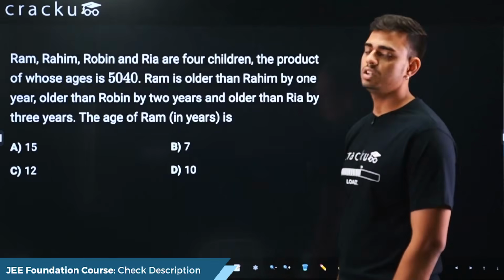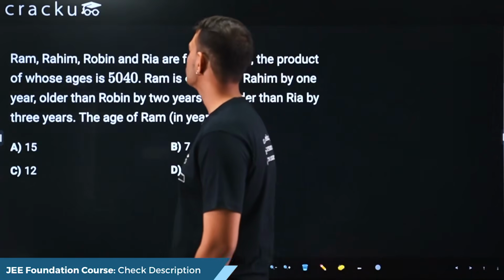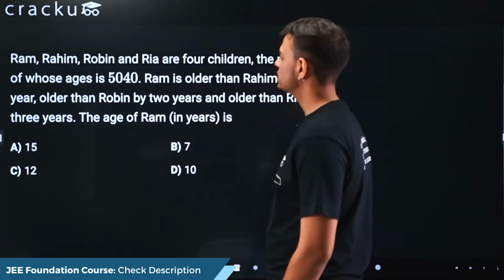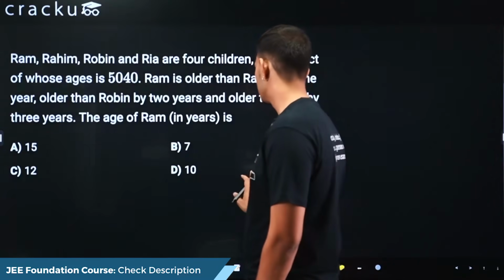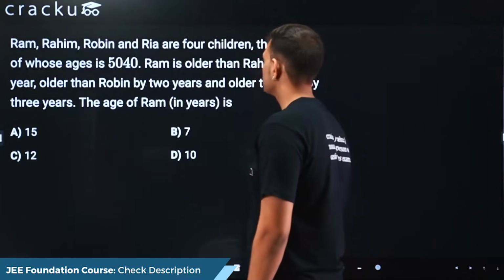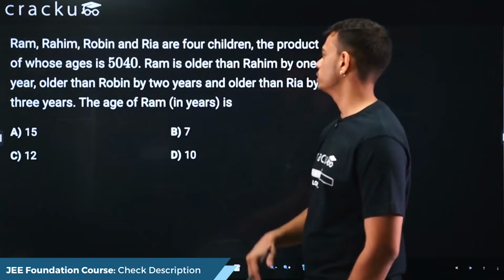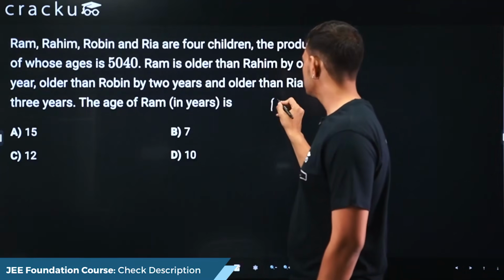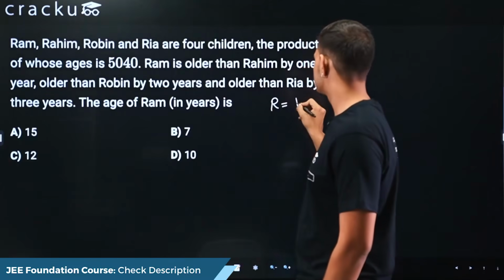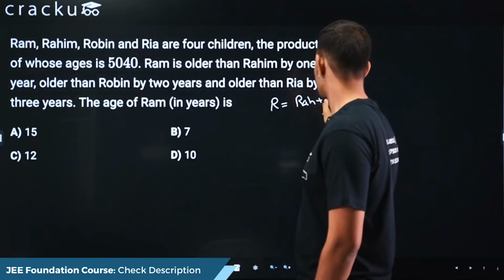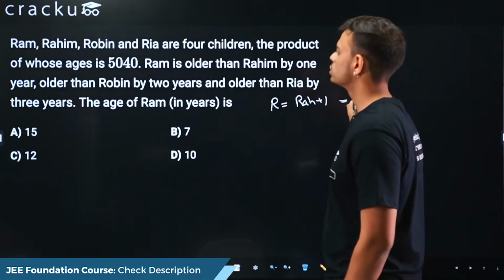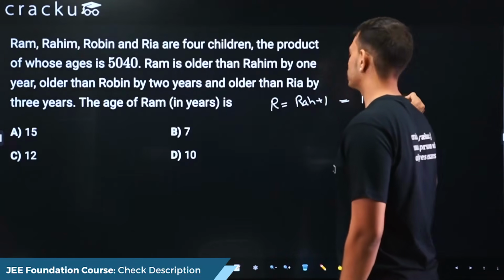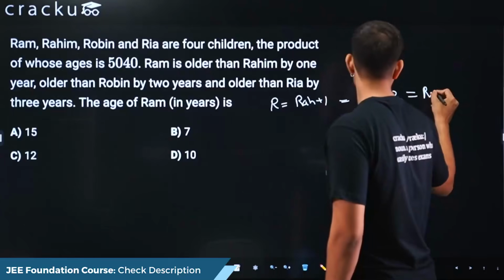In this question, we are given that Ram, Rahim, Robin and Ria are 4 children, the product of whose ages is 5040. Ram is older than Rahim by 1 year, older than Robin by 2 years, and older than Ria by 3 years. So, Ram equals Rahim plus 1 equals Robin plus 2 equals Ria plus 3.